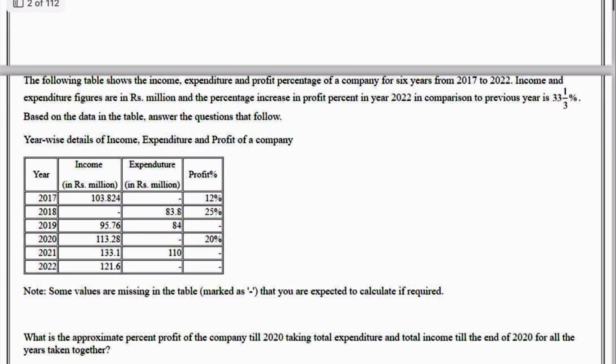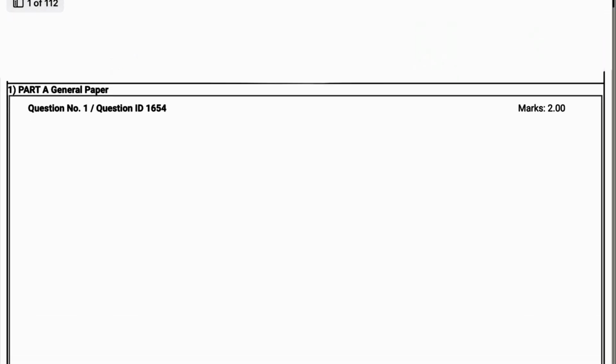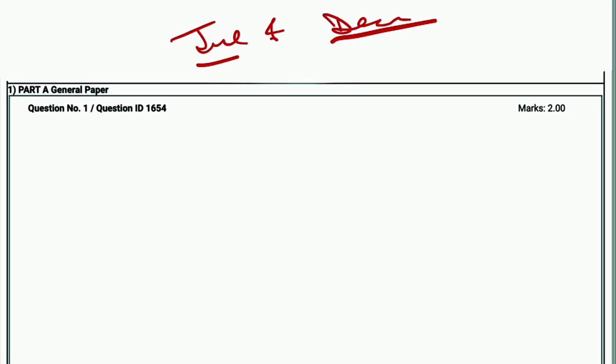So you can see the paper comes like this. UGC NET is an online exam held twice a year in June and December. So we are discussing this June 2023 exam paper, the first part, general paper, part A, which includes GK, reasoning, teaching aptitude, etc. So let's move to the questions.